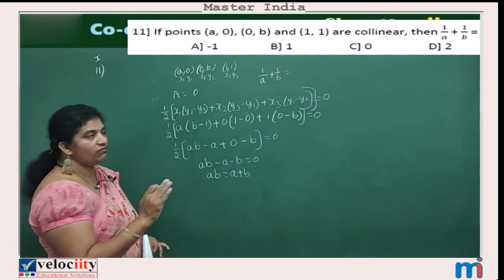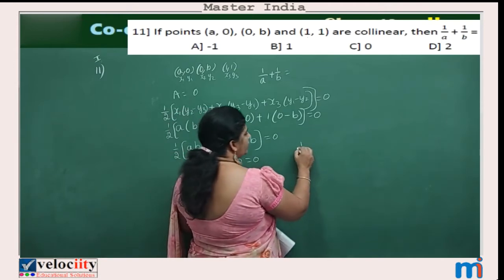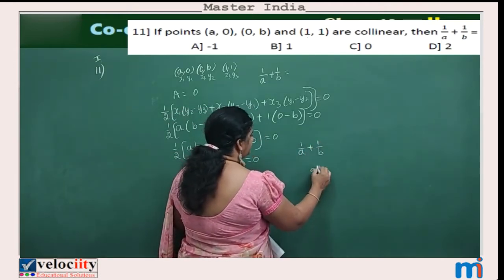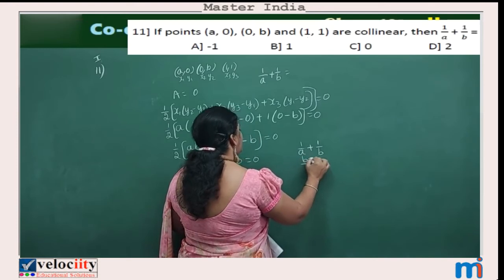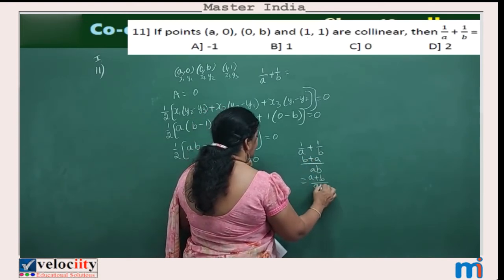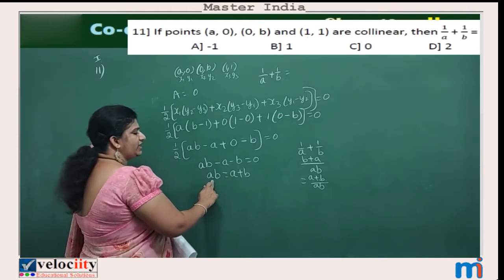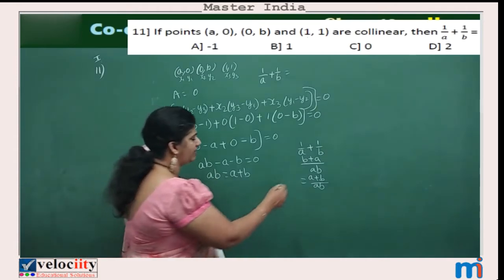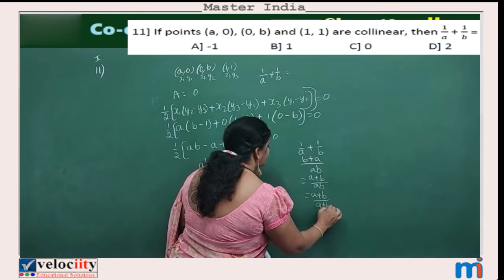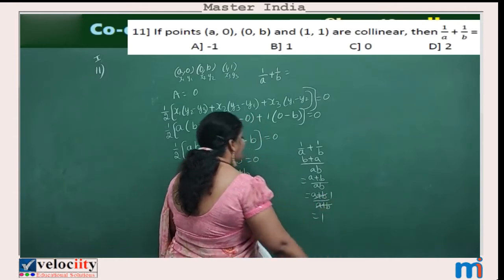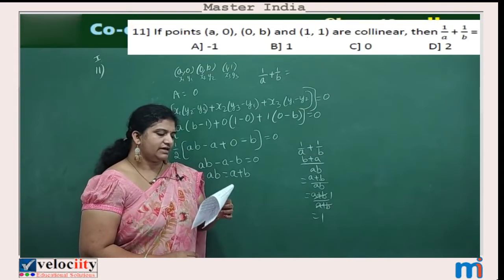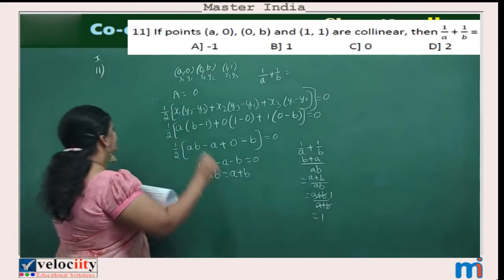That's it. Now what we need to find? We need to find 1 by A plus 1 by B. Do LCM. (B plus A) by AB. We can rewrite it as (A plus B) by AB. But what is AB? AB is equal to A plus B. Substitute. Cancel, it will be 1. Check your option. Do you have 1? Yes. Your option B, 1 is the answer.